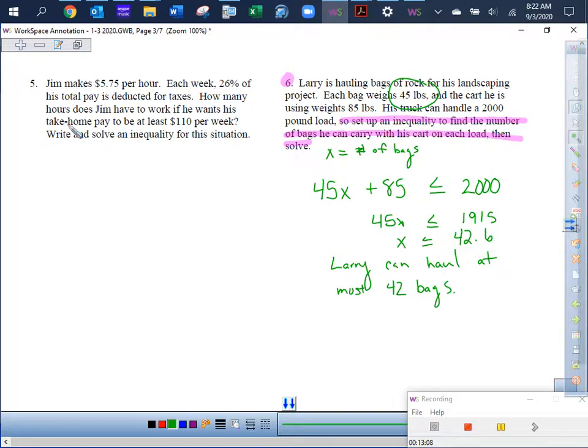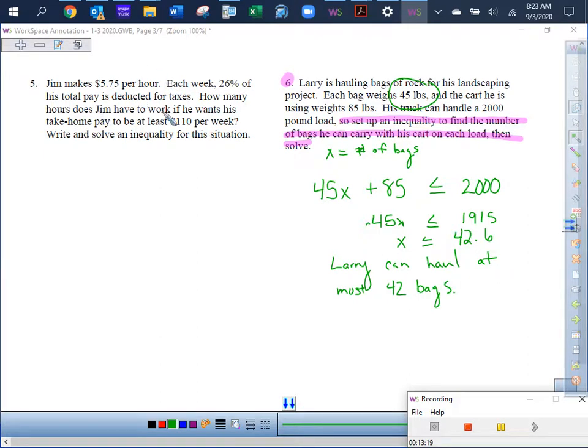Why don't you read number 5 real quick? I'll pause. You read. So Jim is making this much per hour, and I think we're all intelligent enough to know if you get paid $5.75 an hour, you don't get to keep it all, right? Don't think I take taxes out of your paycheck. Once you make more than $600 total in a year's time, they start taking taxes out. But if you don't even make $600 in a year's time, they say don't worry about it.